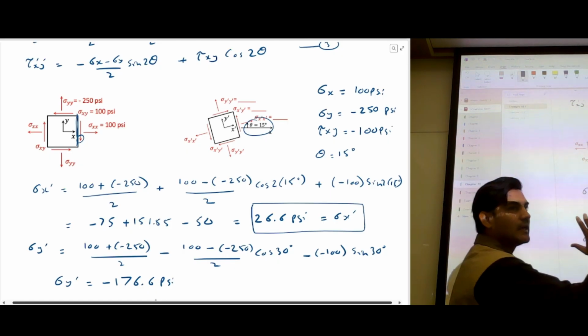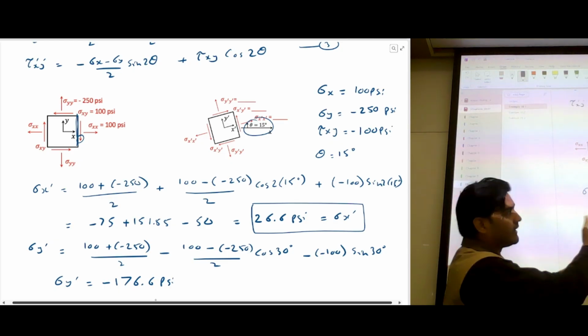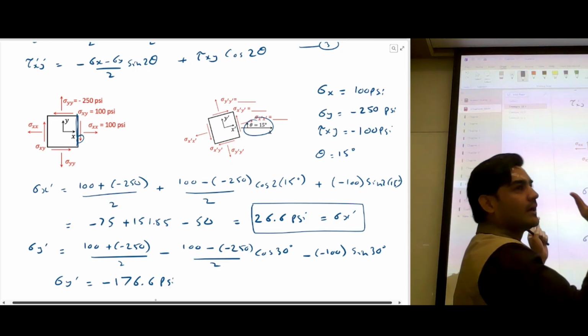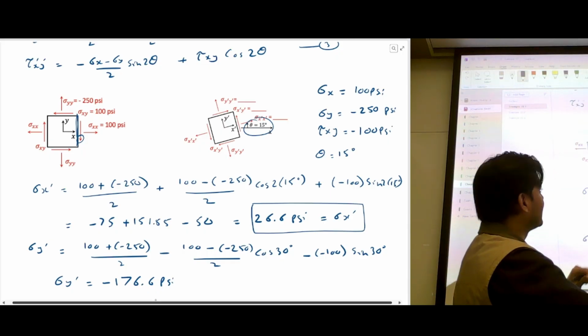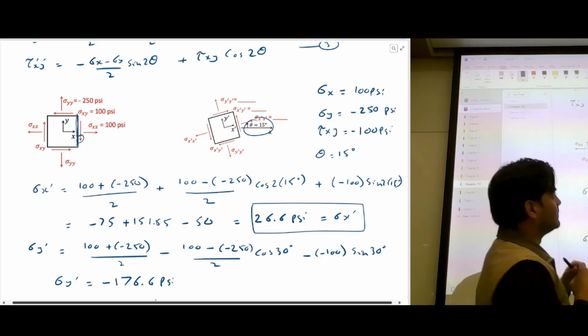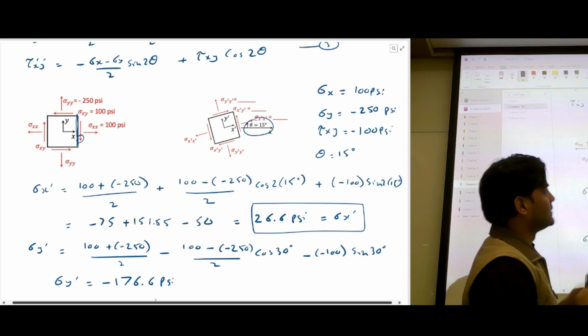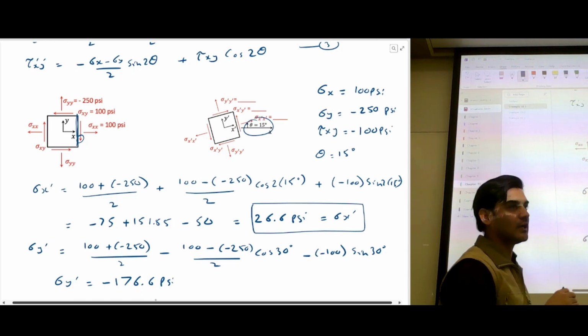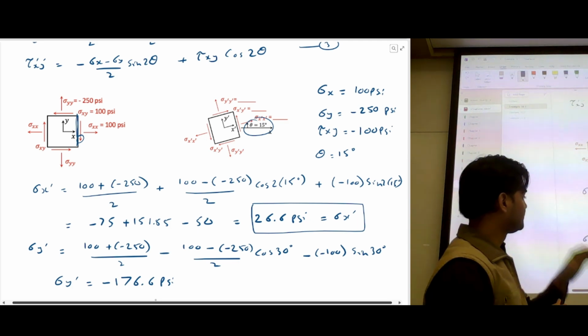So that's why we have to do the rotation at all the angles, and we have to see where we are getting the maximum. At some angle you're going to get the maximum shear stresses, and at some angle you're going to get the maximum normal stresses. So those are the maximum stresses which we have to consider.